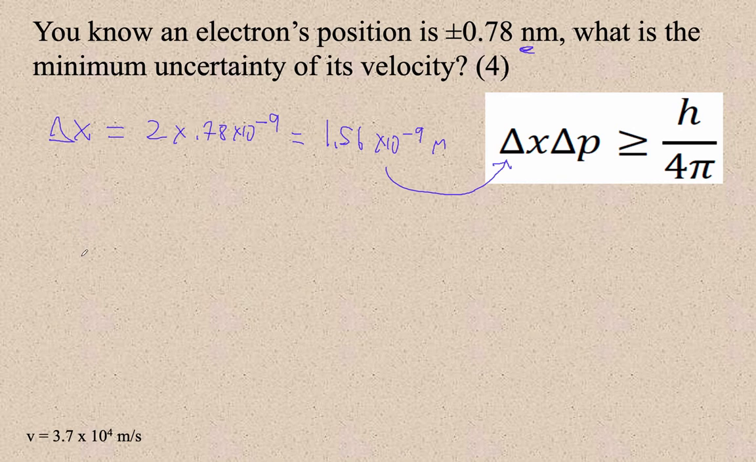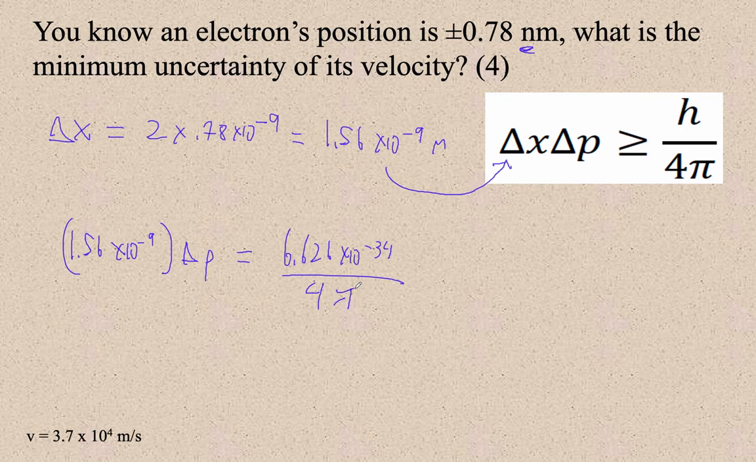I'll show you. Let's figure out the uncertainty of the momentum first. So we're going to say 1.56 times 10 to the minus 9th times the uncertainty of momentum is equal to Planck's constant, 6.626 times 10 to the minus 34th, over 4 pi. All right, so let's do this: 6.626 e minus 34 divided by 4 divided by pi, divided by the answer I just got.